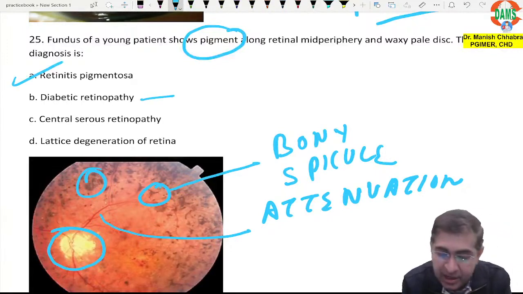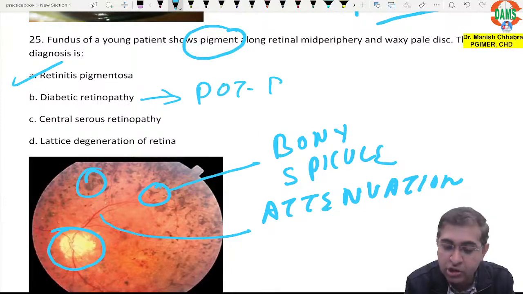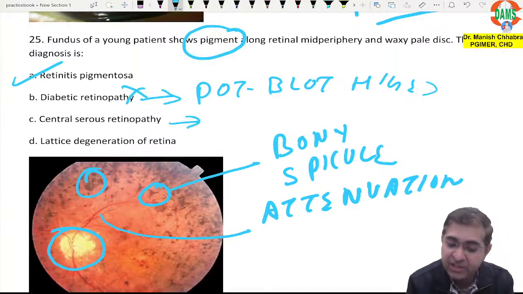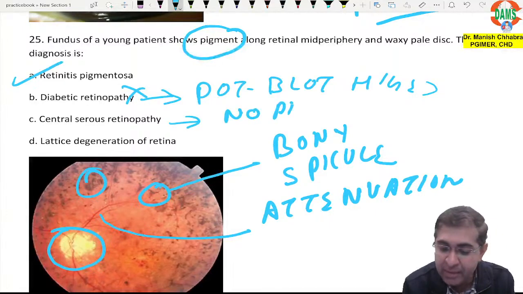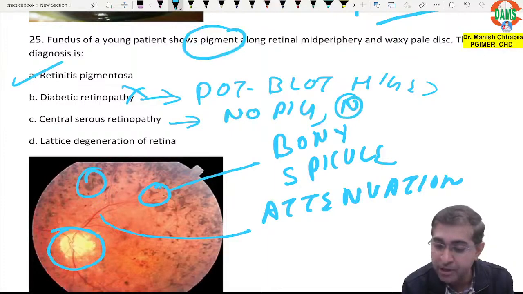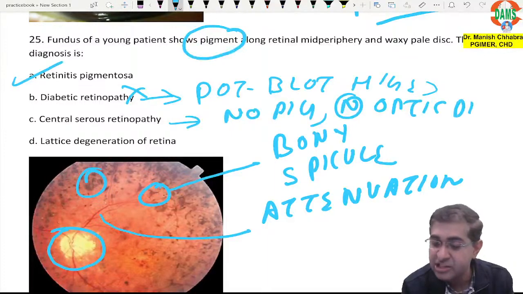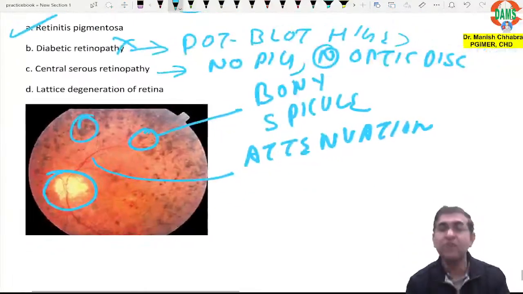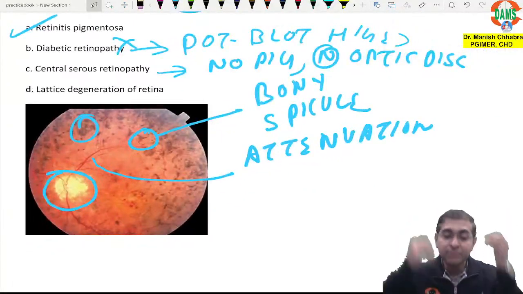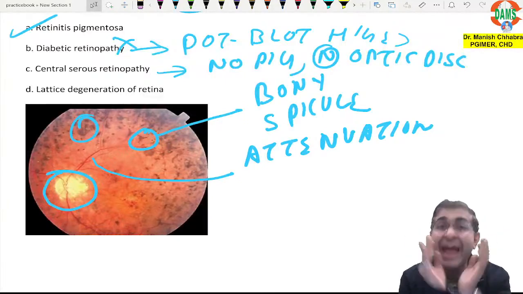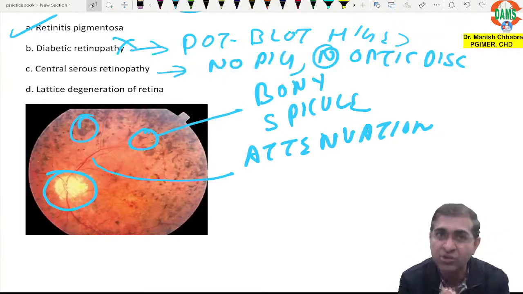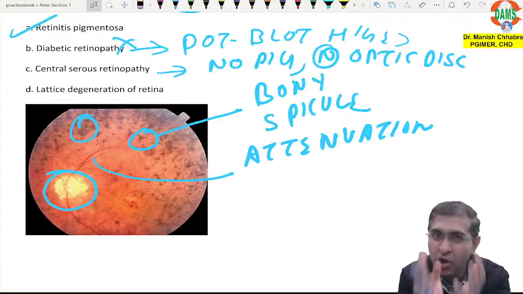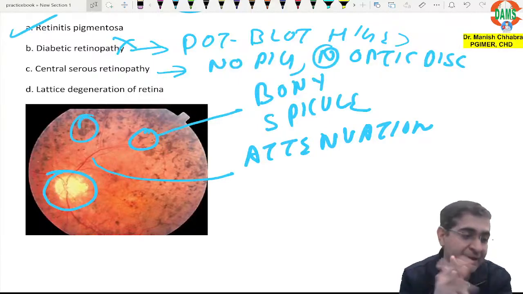How will you eliminate the other options? Here you are going to see dot, blot hemorrhages, exudates, which are not here. Central serous retinopathy: no pigment, there will be a normal optic disc, the blood vessels will be normal in size, there will be no attenuation. Lattice degeneration of retina is entirely a different thing; there will be no effect on the attenuation of the vessels, no effect on the waxy disc, and there will not be any bony spicule pigmentation.